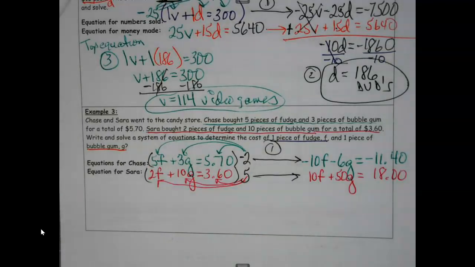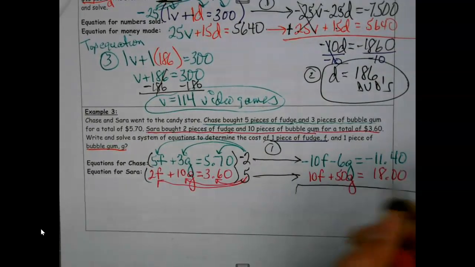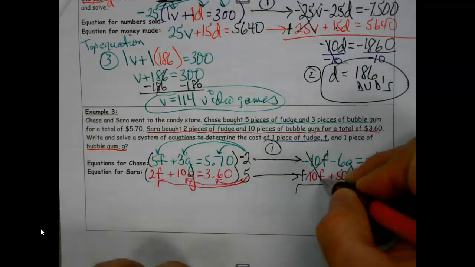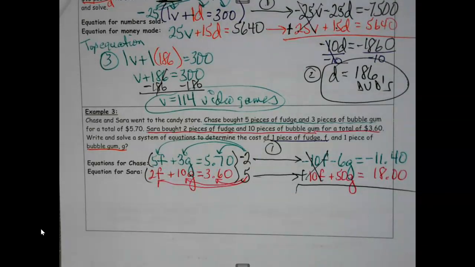And so I get to here, and once I can see, okay, now I see why we flipped those and why we made one negative. You could have done it at the 5 too. Either one will work. But when I get here and I go to add down, okay, the negative 10f and the positive 10f cancel. That's good. That's what we want.